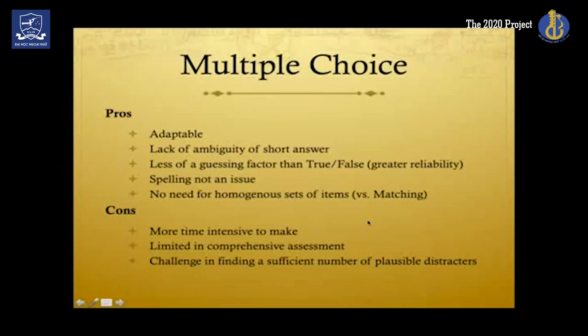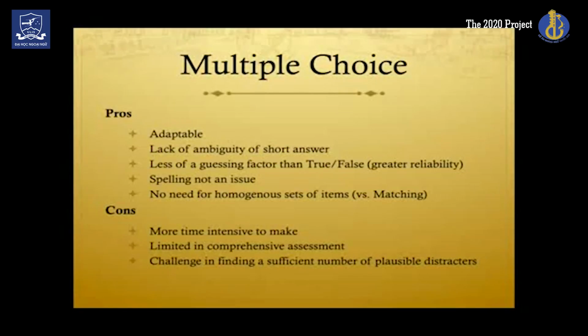You are still hard pressed to get any real measure of how the students think about things, like you would with essays or performance assessments. And sometimes it can be hard to find a good number of plausible distractors, all of the options that aren't right. Their main job is to distract the person from the right answer. And if they don't do their job, you're really losing the benefit of multiple choice, and you're kind of shifting back towards a true and false type question.